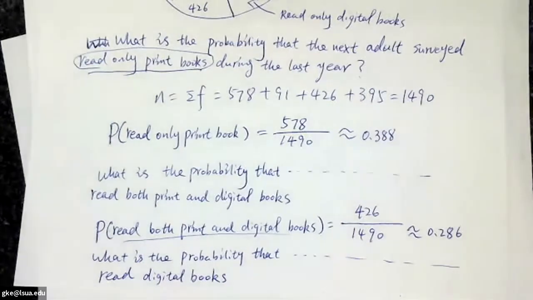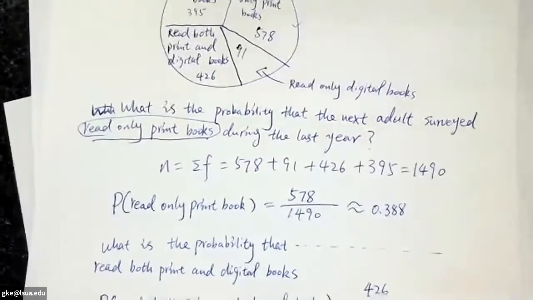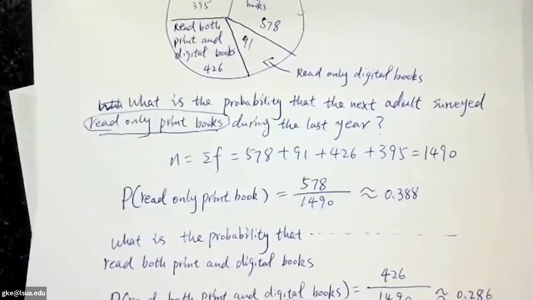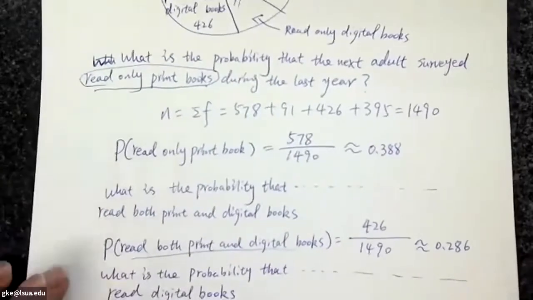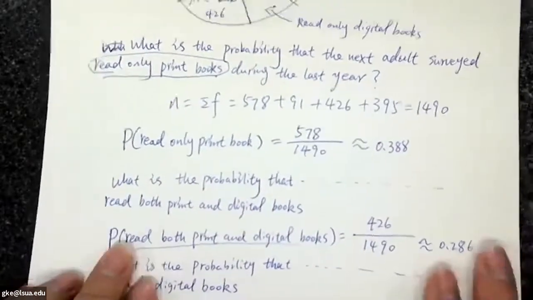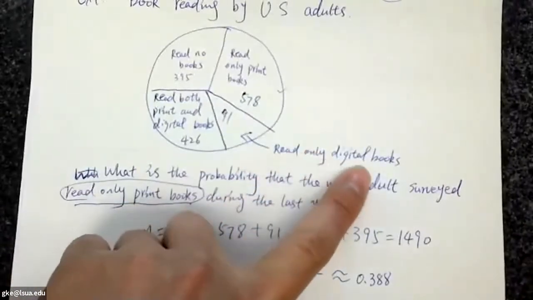Did you get it? 0.61. Point what? 61. Point 0.61. You said the probability of digital books? Yeah. Digital books. Yeah, read on. 0.061. That's wrong. Wrong? Yeah. How is that wrong? 91 divided by 1490, huh? No. Read digital books. Here it is read only digital books, right?